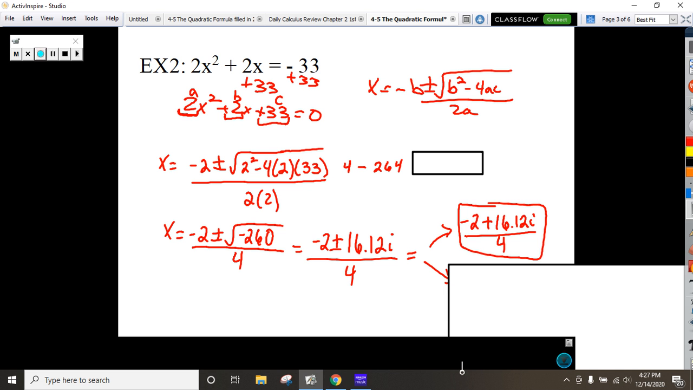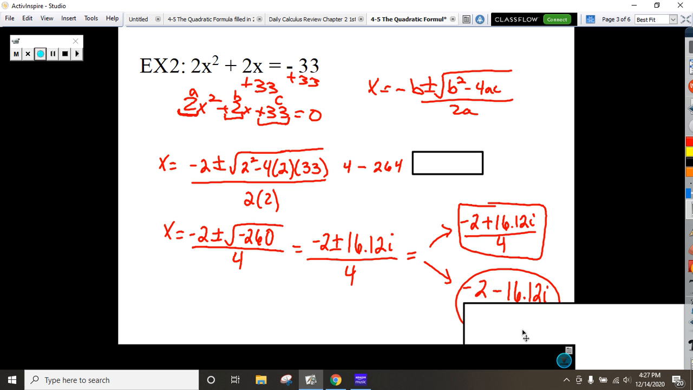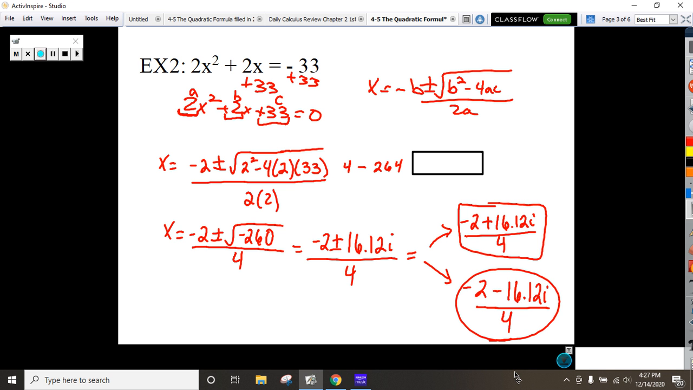So then my second solution, much the same. If I have -2 that doesn't have an i, I can't subtract that from 16.12 that does have an i, so again I just have to leave it -2 minus 16.12i over 4. So those are my 2 solutions. So with i, it's just one less step because I don't actually have to do that addition and division, because the first number doesn't have an i and the second number does. And I try not to give you a ton of these problems because there's already enough going on with the quadratic formula, but every once in a while you'll see an i show up.